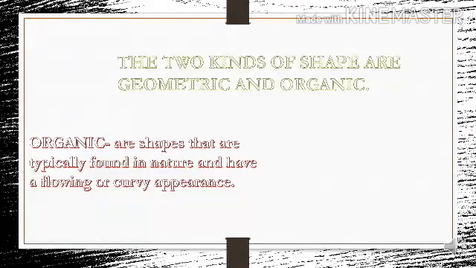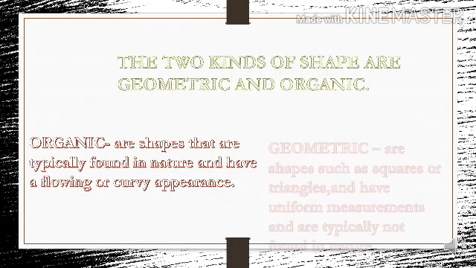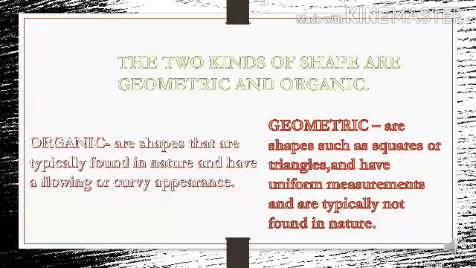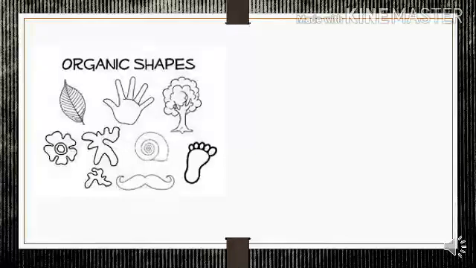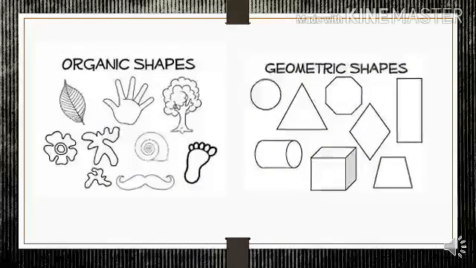Organic shapes are typically found in nature and have a flowing or curvy appearance, while geometric shapes are shapes such as a square or circle and have a uniform measurement and are typically not found in nature. Look at this picture. Do you think this is an organic shape? If your answer is yes, you're correct, because it is in nature, while on the other side is an example of geometric shapes.